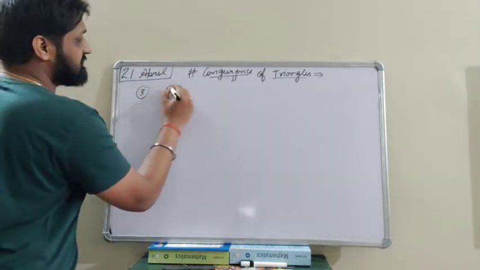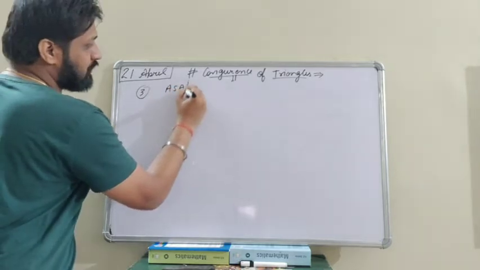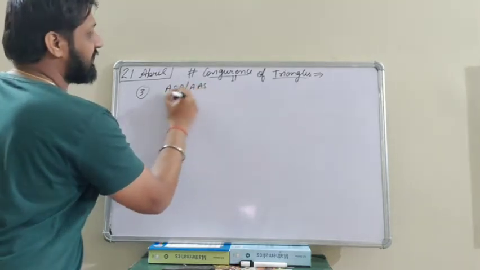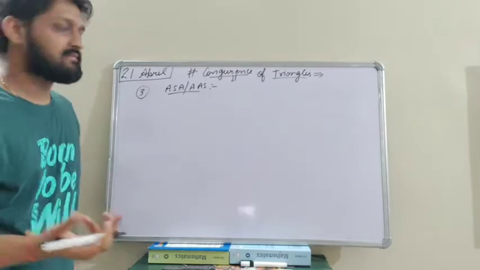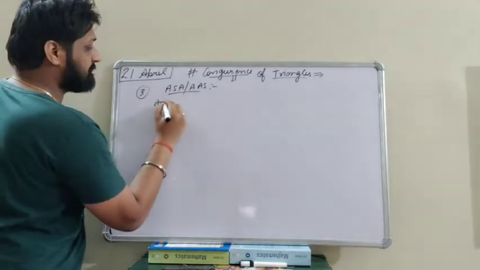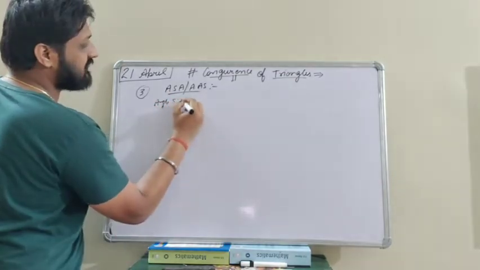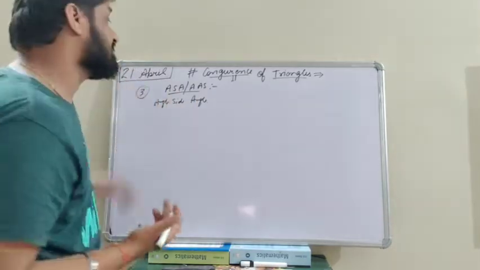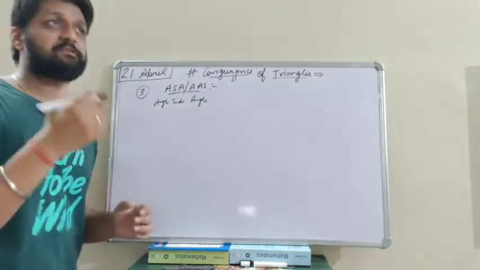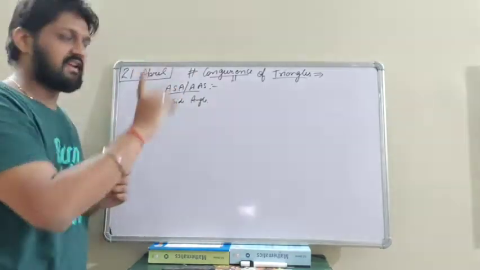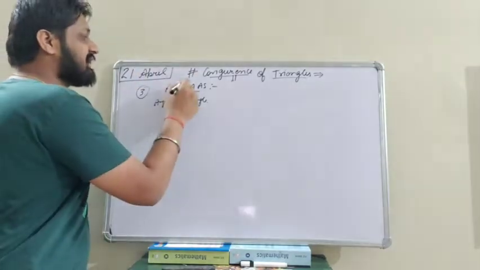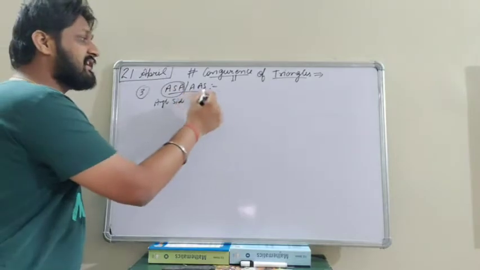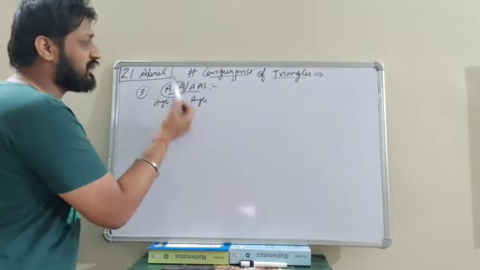Third criteria is ASA or AAS. You can write it as AAS. AAS means angle, angle, side. This is the special type, or you can say the special category of ASA. So basically our third criteria is ASA, and AAS is the special category of ASA.